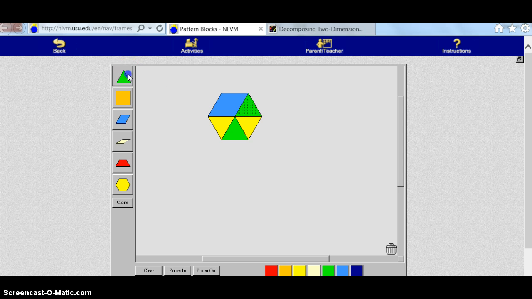my shapes. Now in order to rotate, you just get the corner and you rotate like so. So here I made a hexagon a different way. I have 1, 2, 3, 4 triangles and 1 parallelogram that make a hexagon.